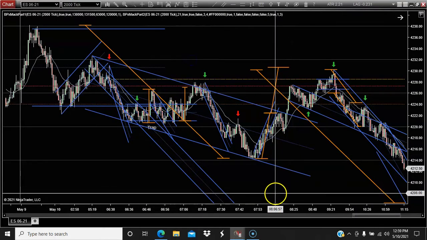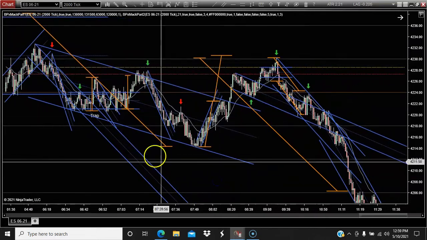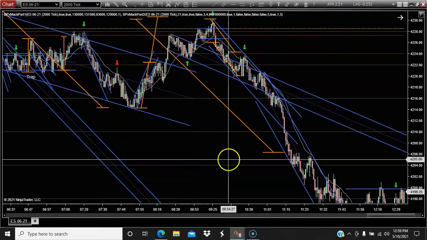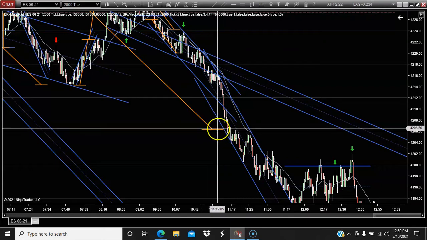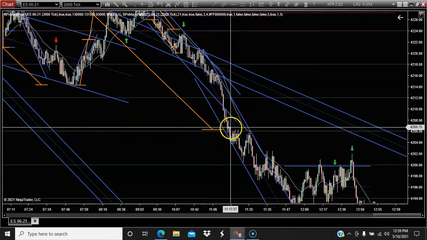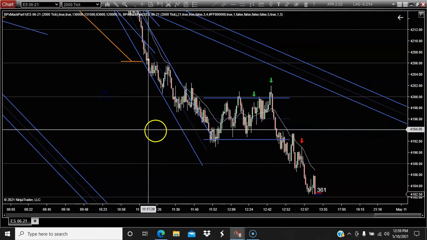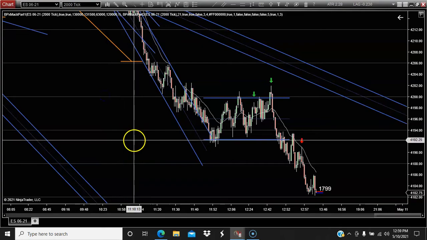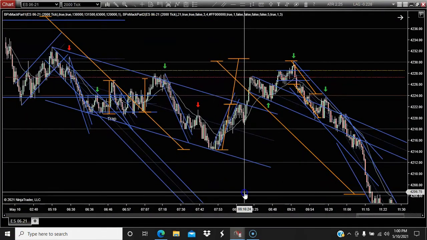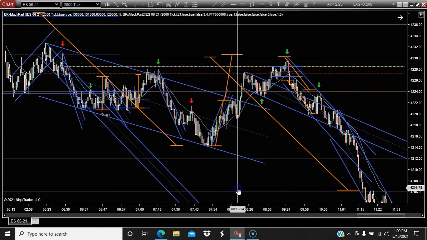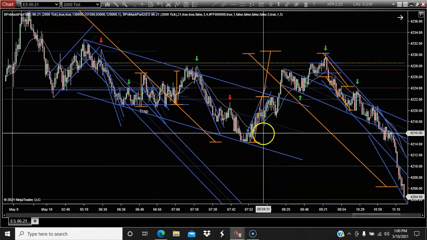So we get this move down. I put it at the top right here, and we get very little congestion right there. We're still going down, man. Okay, so we got that measured move, but we actually went further than that. Where else did I see a measured move?